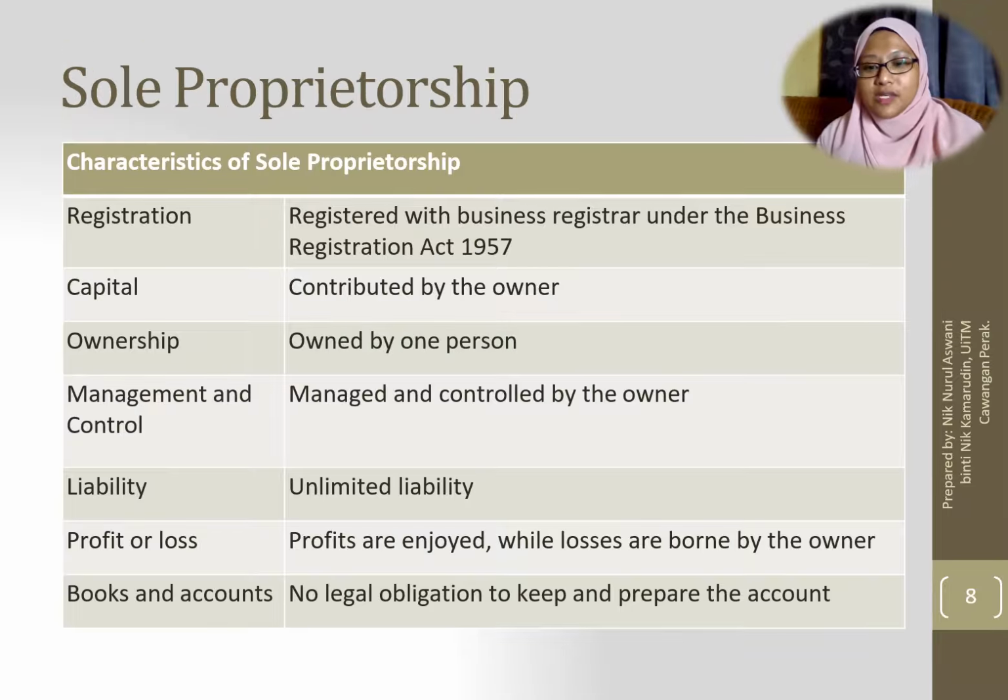So what are the characteristics of sole proprietorship? In terms of registration, it is registered with the Business Registrar under the Business Registration Act 1957, and the capital is contributed by the owner alone. The ownership is of course owned by only one person, which is the owner, while the management and control is managed and controlled by the owner himself or herself. In terms of liability, it is unlimited liability. I will explain later what it means by unlimited liability and limited liability.